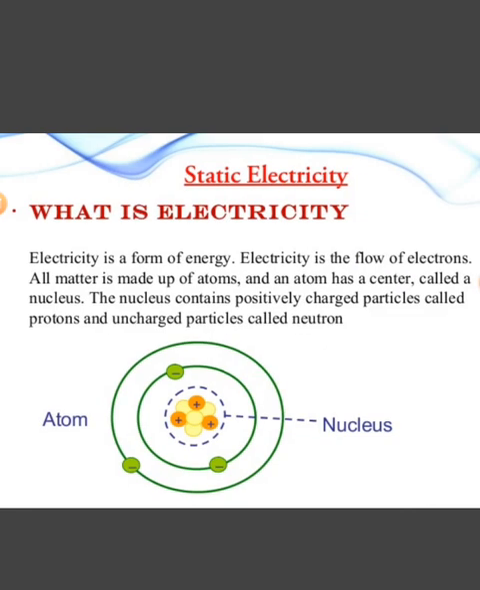Now, let's quickly take a look at what electricity itself is. Electricity is a form of energy. Electricity is the flow of electrons. Current electricity is the flow of electrons.